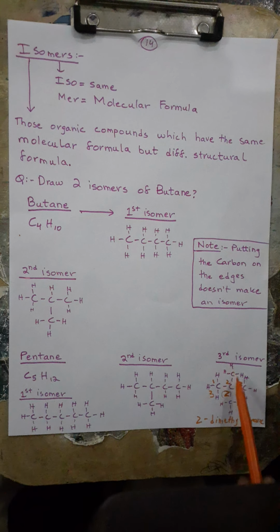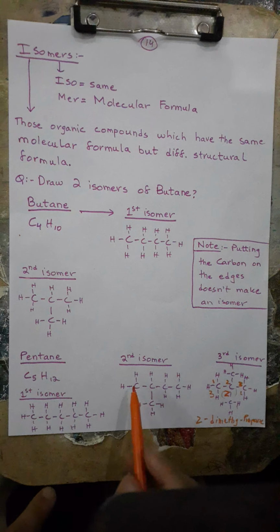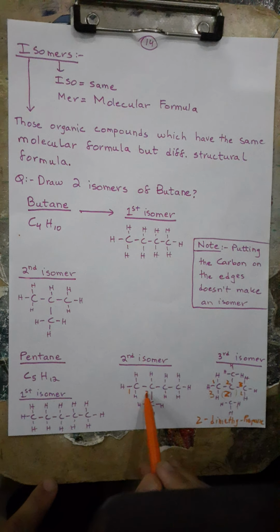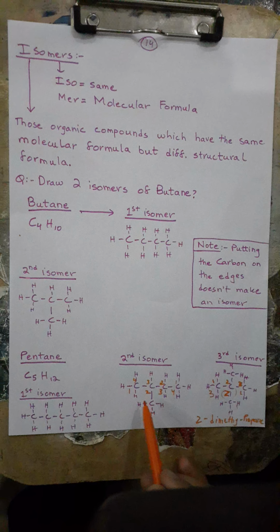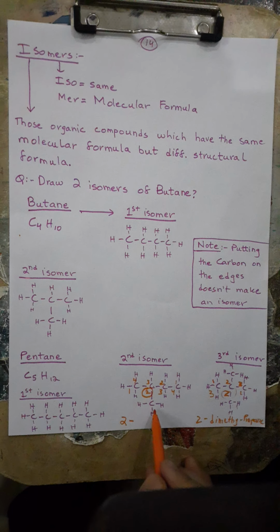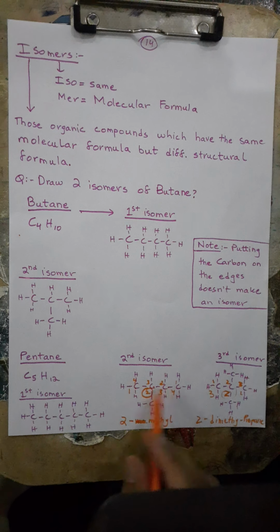Di is for these 2. If there was one like this, if we count from here, 1, 2, 3, 4, and if we count from here, 1, 2, 3, 4. Now which is the closest one? From here it is the closest, so we will take this number, which is 2. So this is 2, dash. Here it was di; here we use mono, di, tri, tetra. For mono, we will not name it. We will simply say 2-methyl. 1, 2, 3, 4, four carbons in a row.